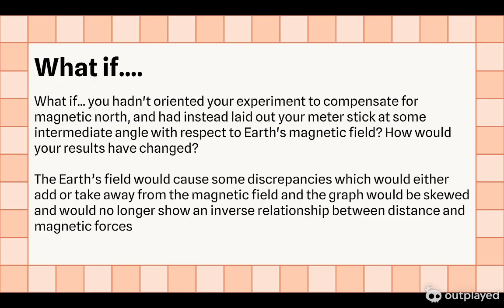What if you hadn't oriented your experiment to compensate for magnetic north and had instead laid out your meter stick at some intermediate angle with respect to Earth's magnetic field? How would your results have changed? The Earth's field would cause some discrepancies, which would either add to or take away from the magnetic field, and the graph would be skewed and would no longer show an inverse relationship between distance and magnetic forces.